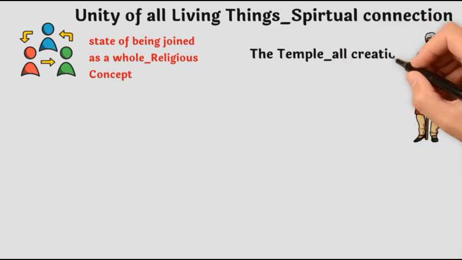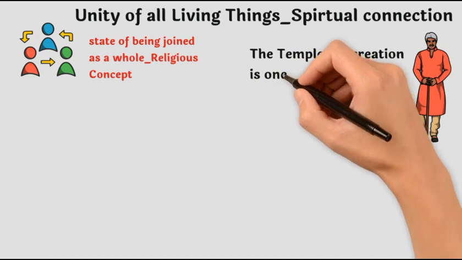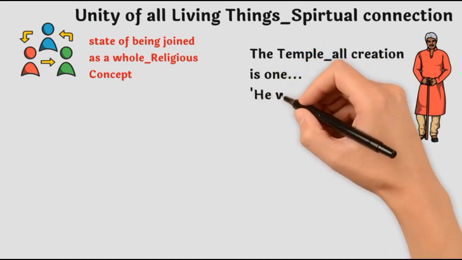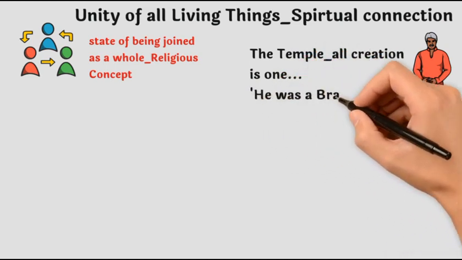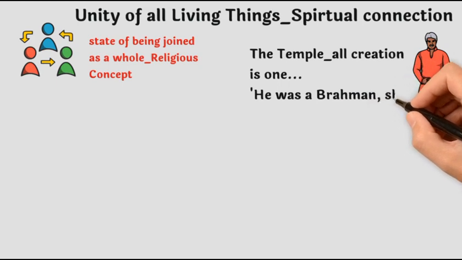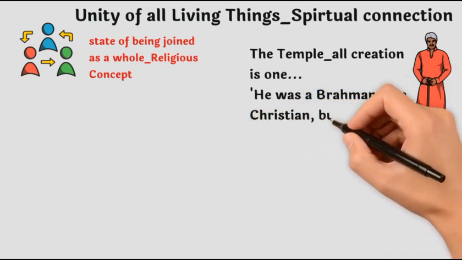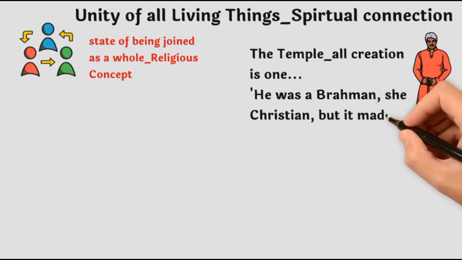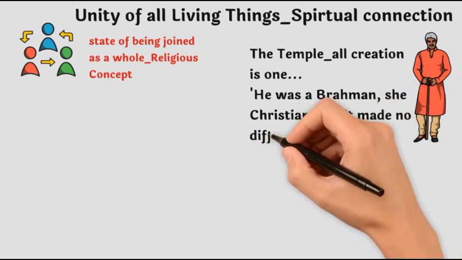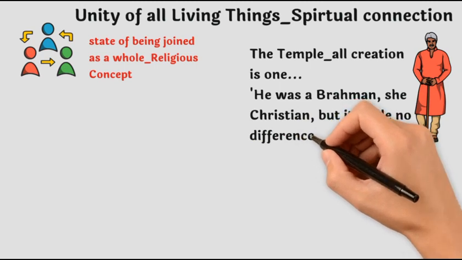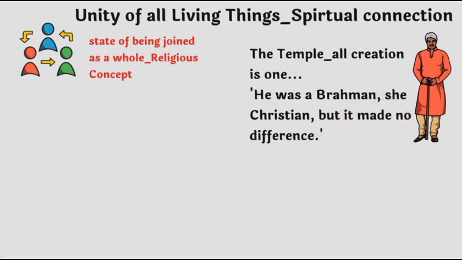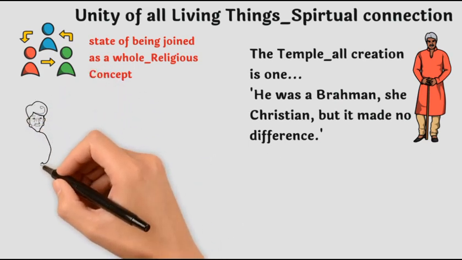Like "all creation is one," this is the concept of Hinduism. And then moving towards the unity of all living things, we can say that he was taking everything beyond its religion, color or creed. Like he agrees with Mrs. Moore's thoughts. In the novel this is written: he was a Brahmin, she Christian, but it made no difference. So there's a spiritual connection in this world that is connecting all things.